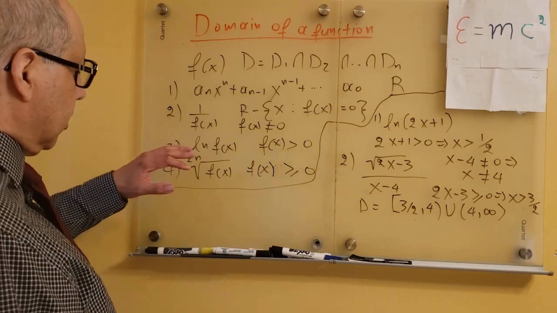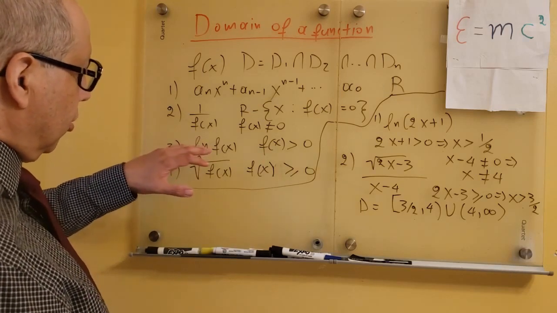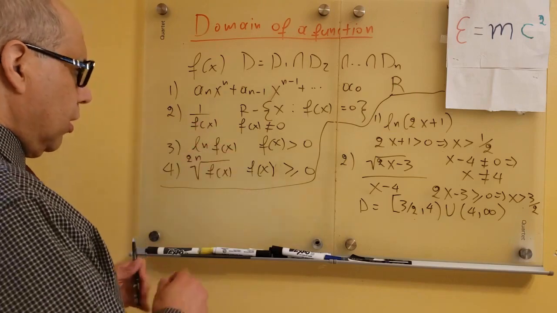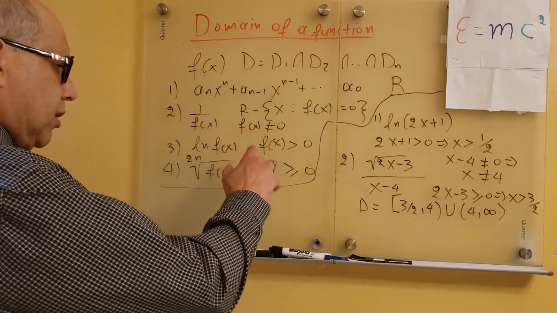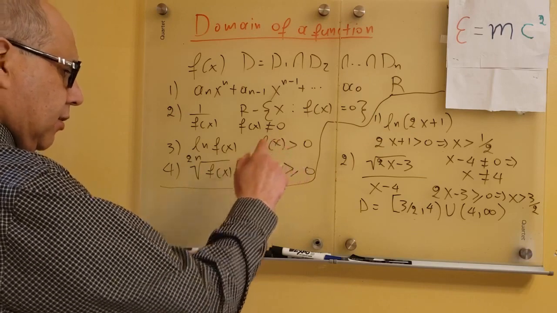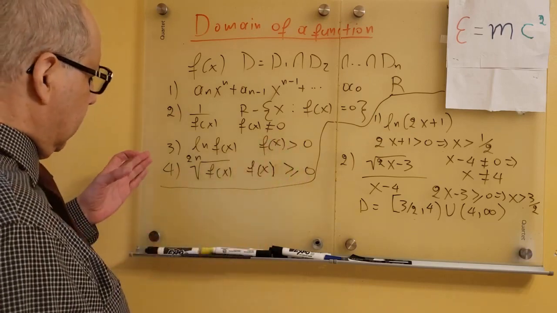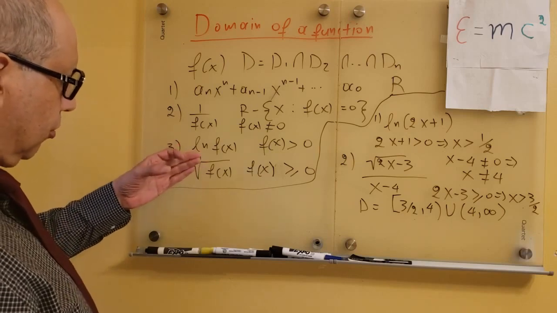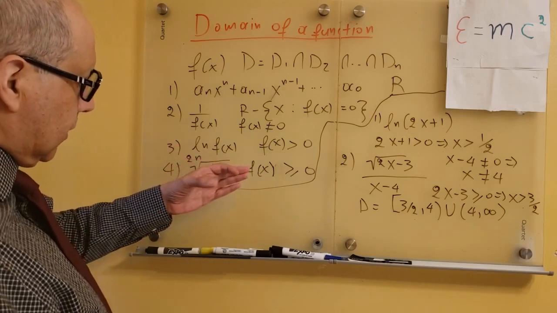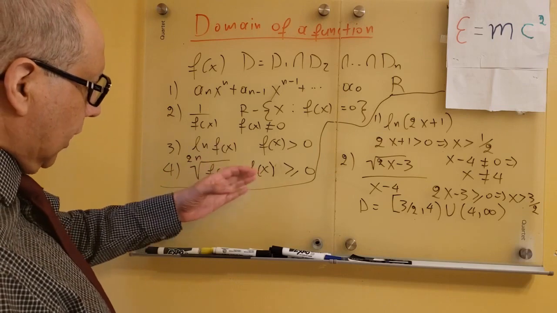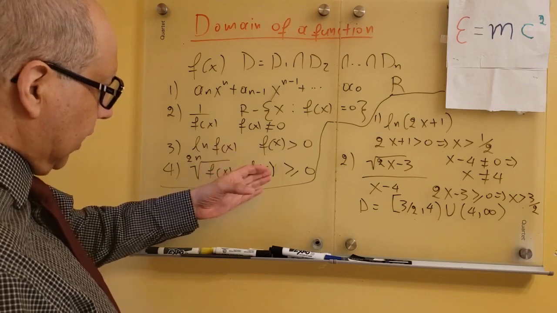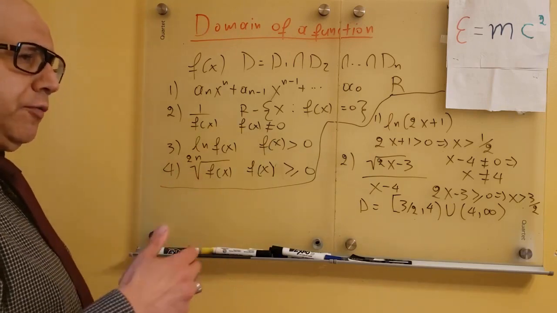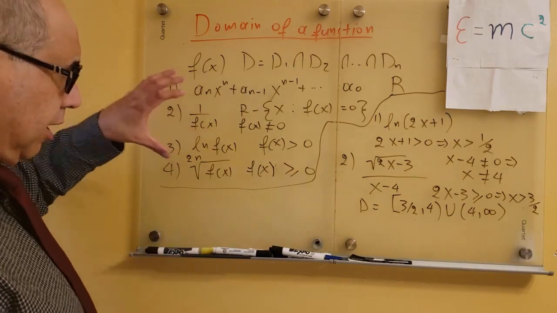The third one is the ln function. So the domain of ln f(x) is all real numbers for which f(x) is greater than 0. And number 4 is the even root function. The domain of this function is all x for which f(x) is greater than or equal to 0. Of course, we have many more functions, but these are the main ones.